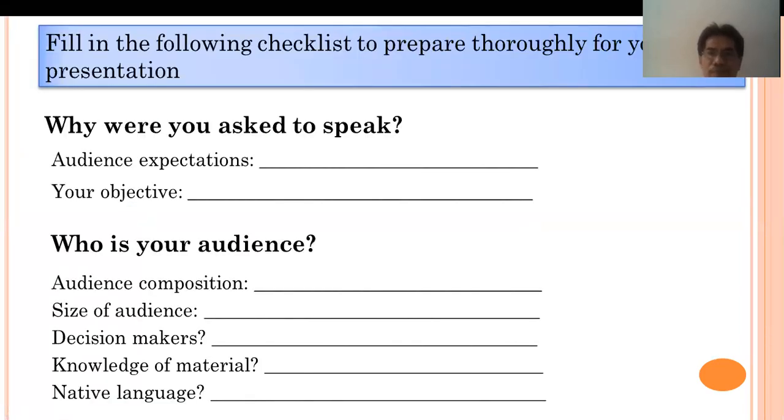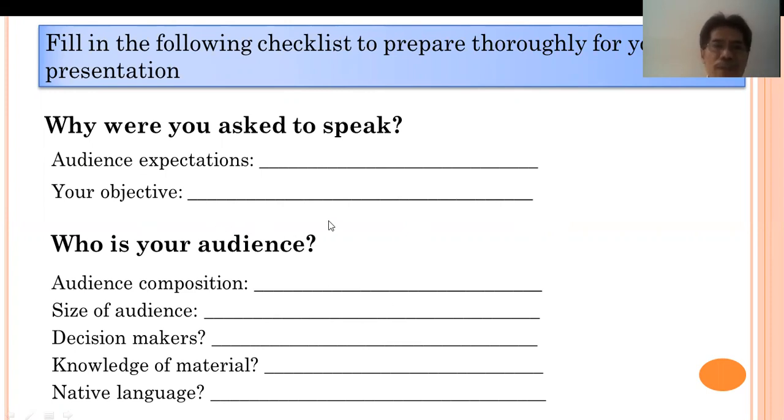Okay, here we go. Fill in the following checklist to prepare thoroughly for your presentation. Why were you asked to speak, for example? And what are the audience's expectations? You want to demonstrate your English speaking skills in front of an audience who are non-native speakers of English.